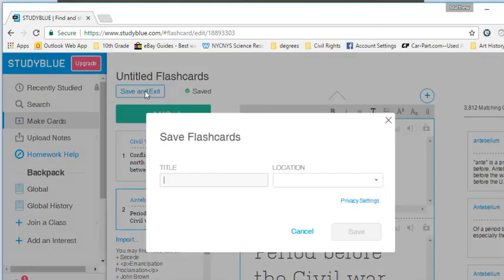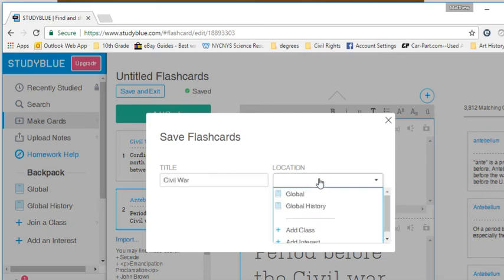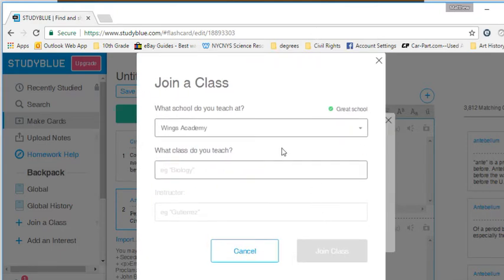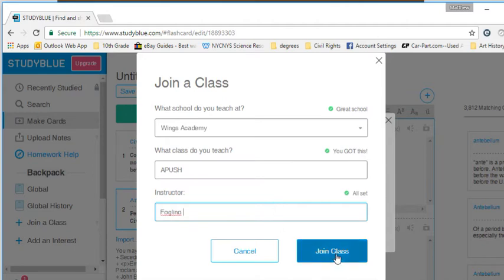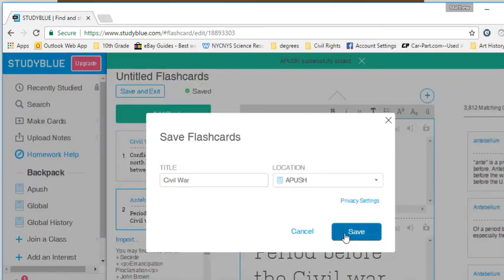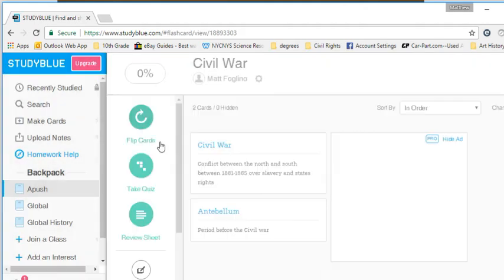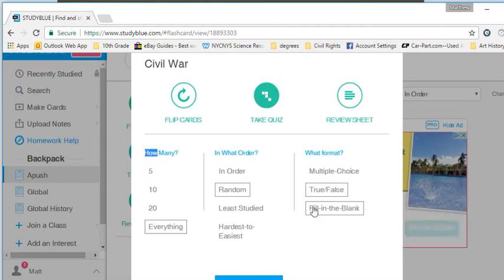After you do that, you save them. I'm going to call this Civil War. Location. I'm going to add a class just for you. Okay. Add it. That should all pop up. So that should come up, and I'm going to save them there. I'm going to go to my backpack later. I got my cards. I go here, and I can start to study them.